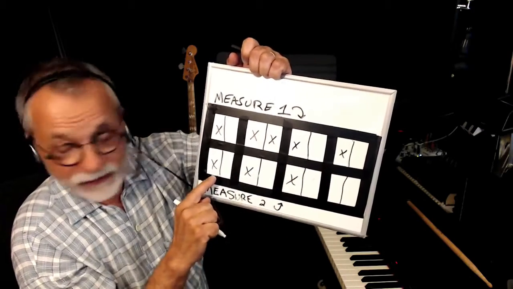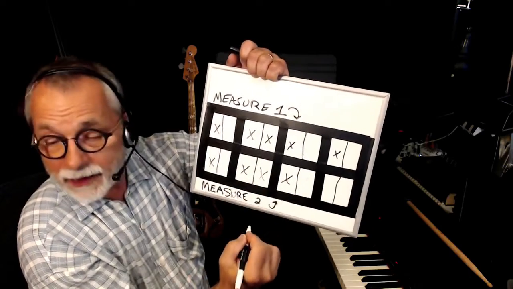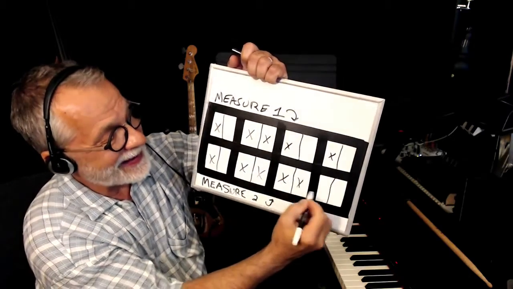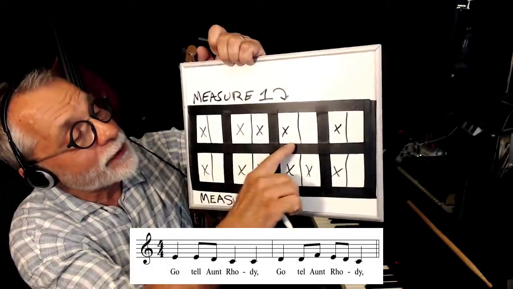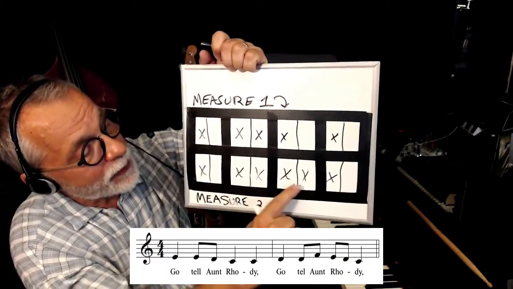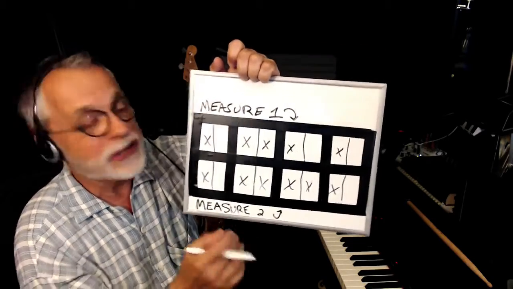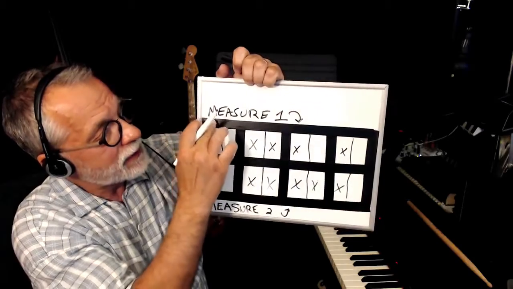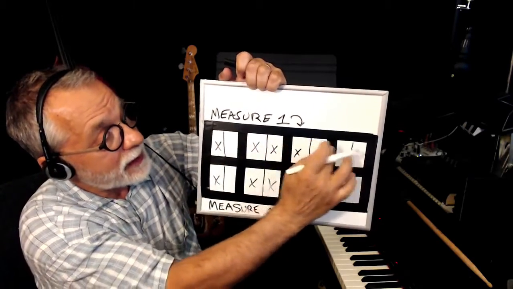And now we need to add something to this second measure. Go tell Aunt Rhody. So there it is. Go tell Aunt Rhody. Go tell Aunt Rhody. And so we've represented the location of those notes against the grid, and the grid is 1, 2, 3, 4, or 1 and 2 and 3 and 4 and.